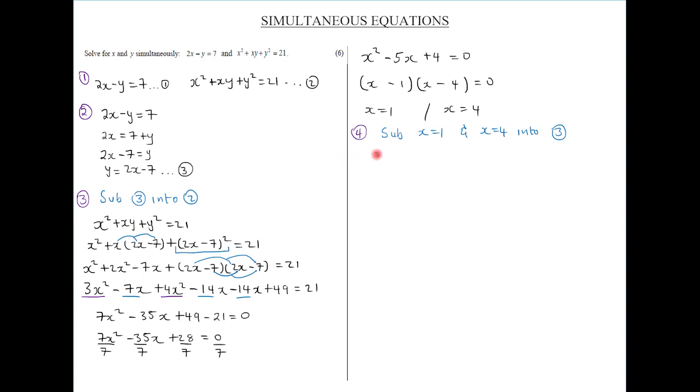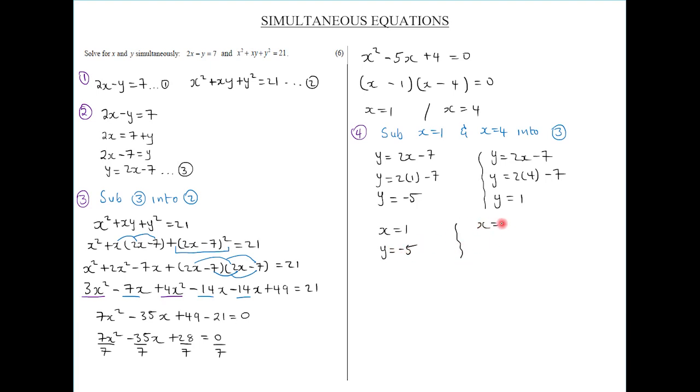So y is 2x minus 7. So substitute the first one. I see this is 2 minus 7, that's minus 5. Do the same thing. y equals 2x minus 7. And then here substitute 4, so 8 minus 7, it is 1. So this means when x is 1, y is minus 5, and when x is 4, y is 1.